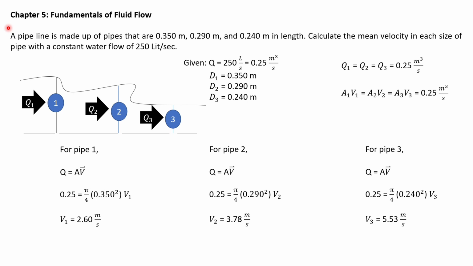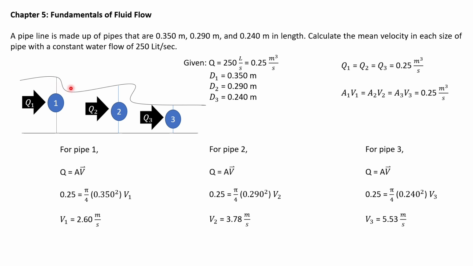Good day, everyone. Today we're going to solve problems in Chapter 5, Fundamentals of Fluid Flow. So, the problem is a pipeline is made up of pipes that are 0.350 meters, 0.290 meters, and 0.240 meters in length. Calculate the mean velocity in each size of pipe with a constant water flow of 250 liters per second. So let's proceed to our figure.